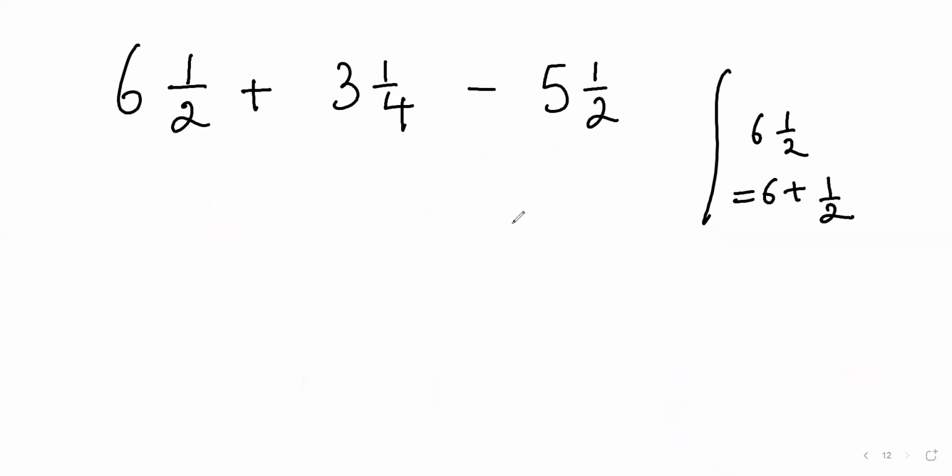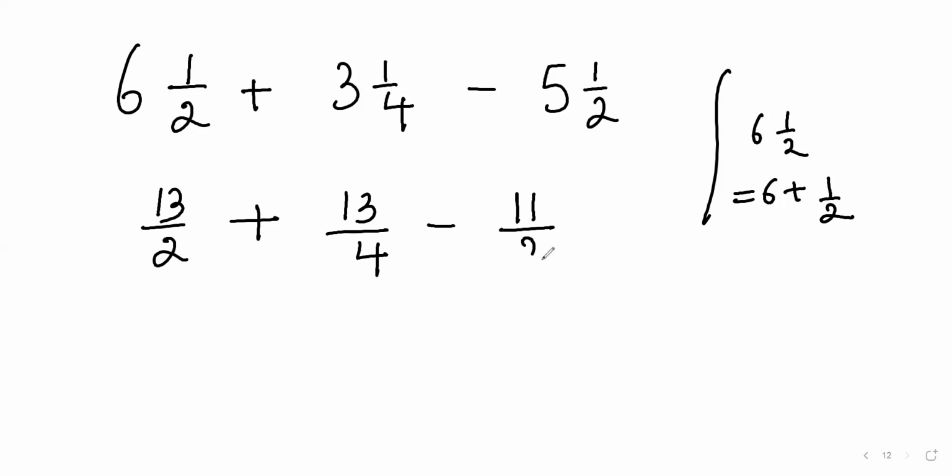Otherwise, you can also convert each of them to improper fractions, isn't it? You can convert improper to mixed and mixed to improper. Okay, let us convert these mixed fractions to improper. 6 2s are 12 plus 1, 13 upon 2, plus 3 4s are 12 plus 1, 13 upon 4, minus 5 2s are 10 plus 1, 11 upon 2.